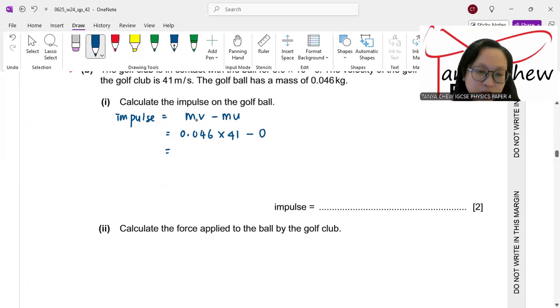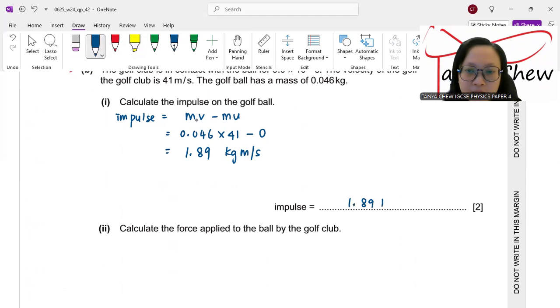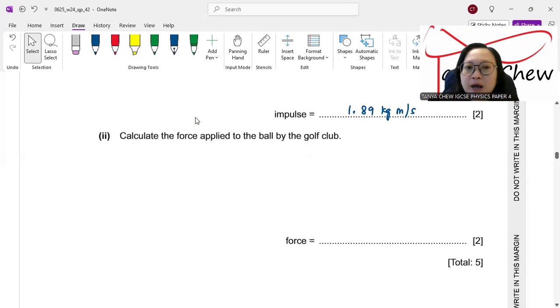So when you use the calculator to calculate, this is 1.89. I put it in terms of three significant figures. So 1.89 kilogram meter per second. Done. The second part, calculate the force applied to the ball by the golf club.